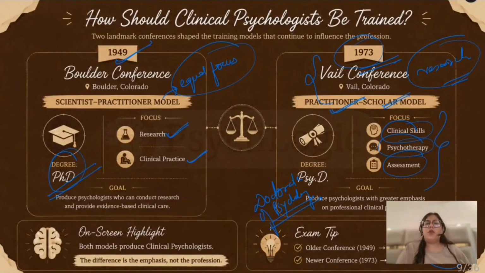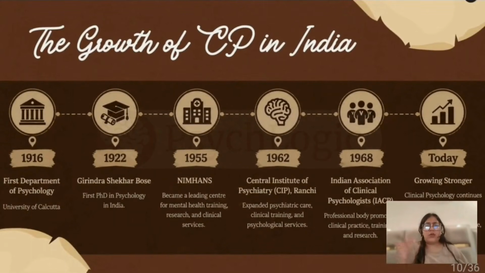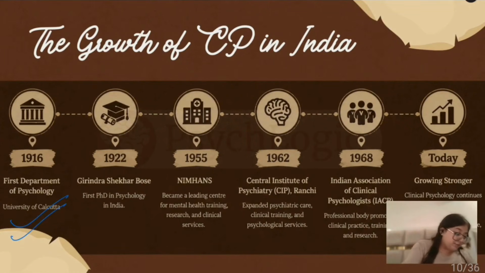But what about India? All whatever we discussed was a very Western perspective. What happened in India, right? For India, the development of clinical psychology was mostly through the development of universities, hospitals, training organizations, things like that. The first formal education in psychology in India began at the University of Calcutta. One of the foremost pioneers of psychology in India was Girindrasekhar Bose.